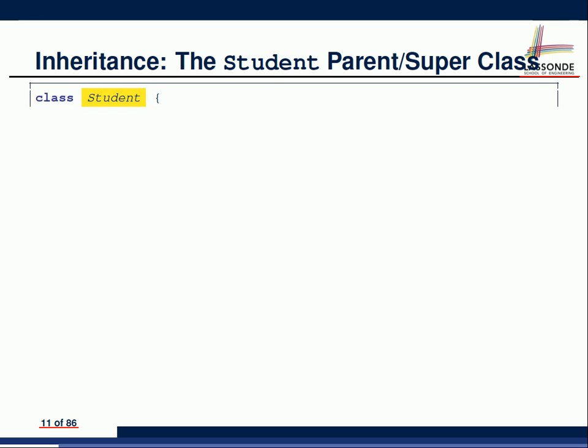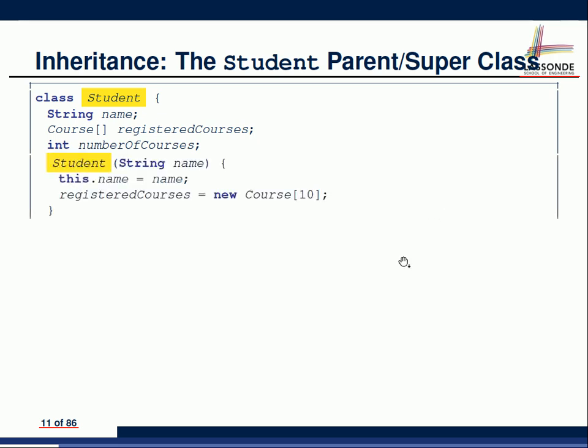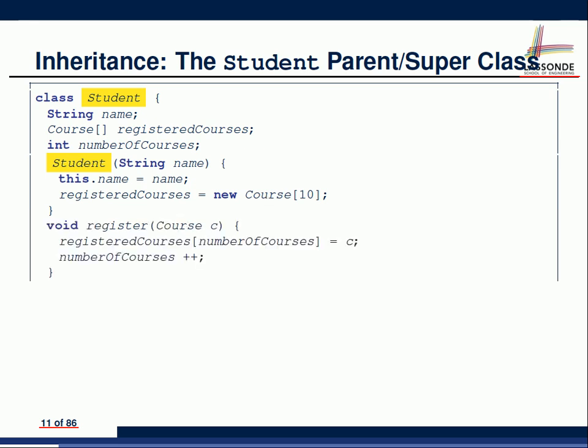We have a student class, and unlike the first design, where we had an integer kind, we don't have that. What we have is name, registered courses, and number of courses. So these are the common attributes for all kinds of students. We put them here. And also, we have a constructor here called Student. And we simply initialize the name and initialize the array. And somehow this block of code will be shared by the two kinds of students. And then we have register, which is completely shared between the two kinds of students.